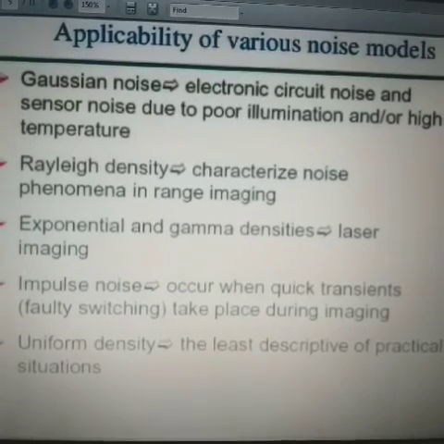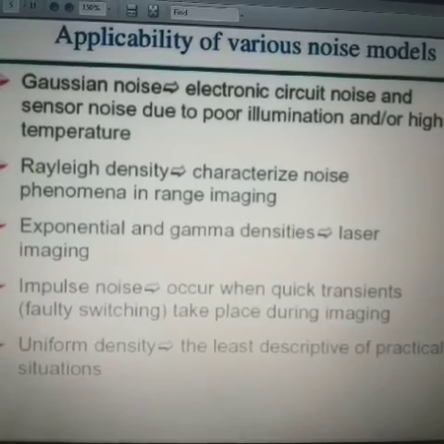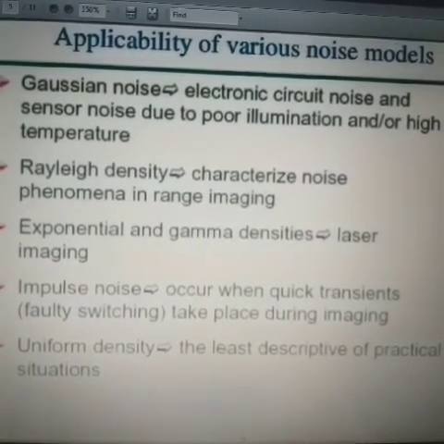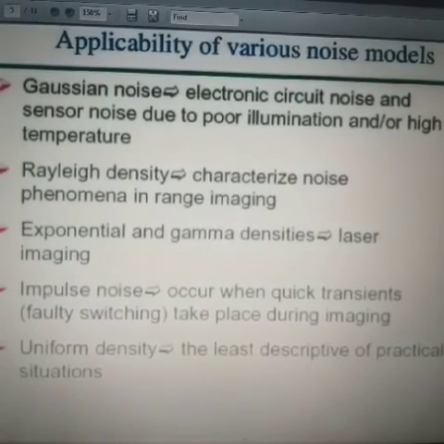Second, we discussed the Rayleigh density or the Rayleigh noise model, which is used to characterize noise phenomena in range imaging. Third is the exponential and the gamma model, which is used in laser imaging processes.